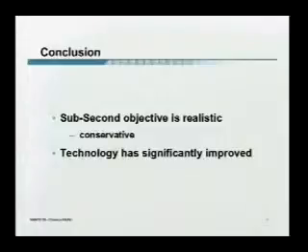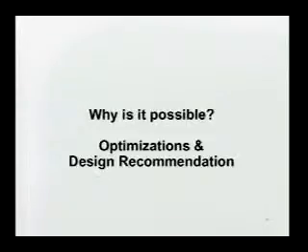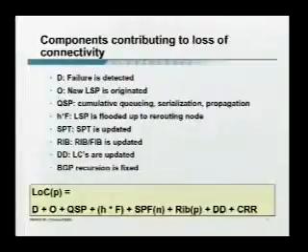So the conclusion is that sub-second convergence for ISIS is realistic and is actually conservative, and that the technology has significantly improved. So the question that would arise now, I guess, is why is it possible? The way we work in our project is basically we have optimized all the components that are involved in the convergence behavior. We don't have the time here to explain all of this. It takes typically 1 day. But I'm going to highlight a few key points that would come to mind most frequently.